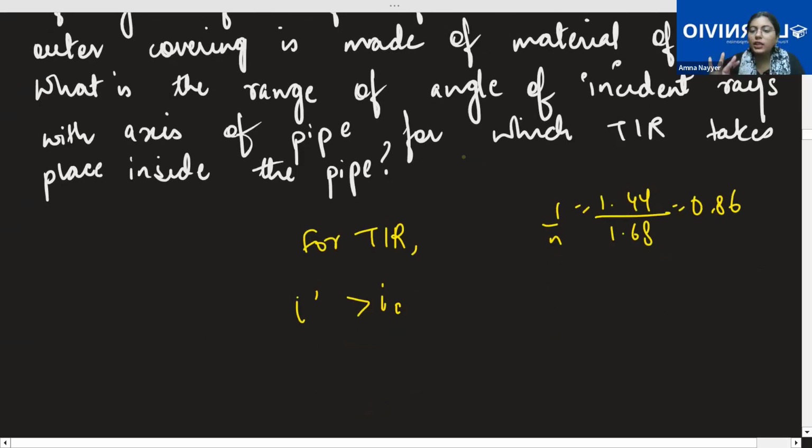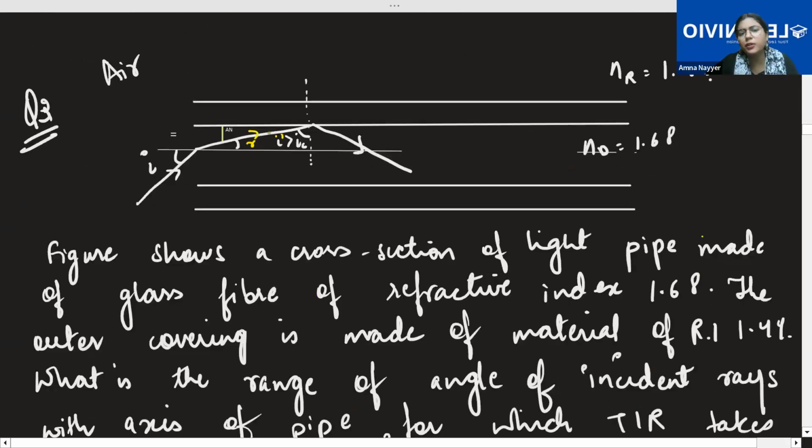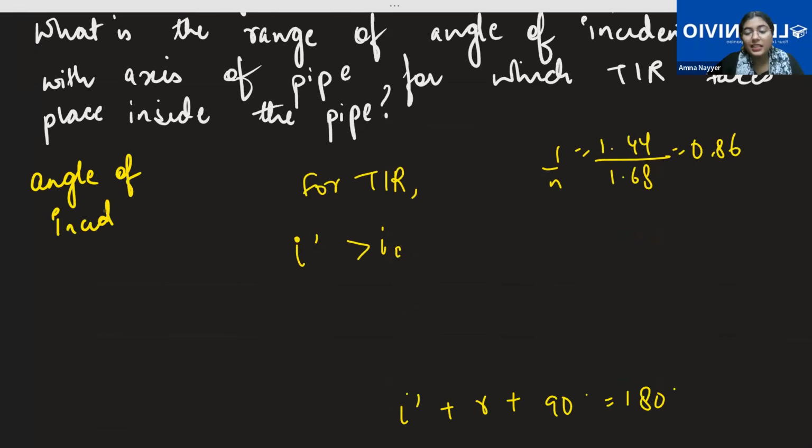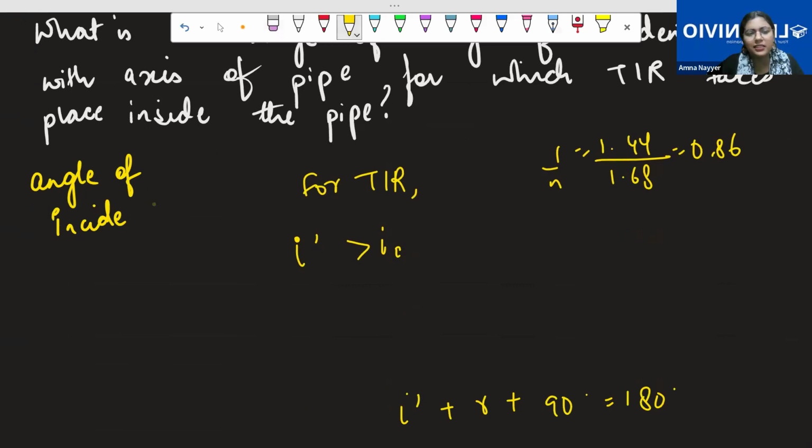For total internal reflection to occur, the angle of incidence here, I dash, I have written because if I take this also as I, then you will be confused with this main I. The actual question asks to calculate the angle of incidence. Questions are very different and distinct, so I'll suggest please practice this today itself.